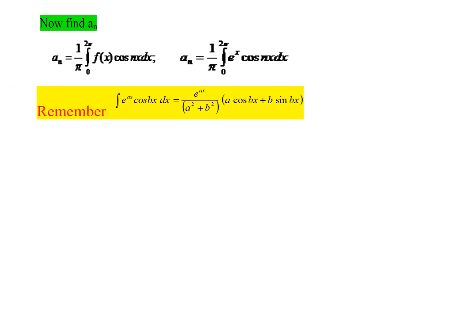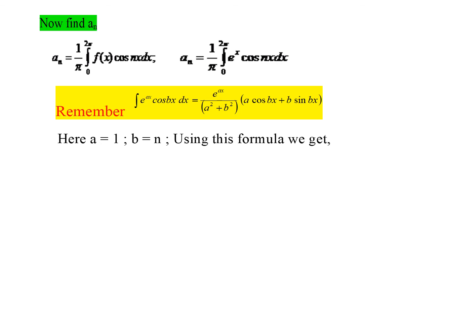Next, we shall find the value of an. This is the formula for an: 1 by pi integral 0 to 2 pi f of x. So what is f of x? e power x into cos nx dx. Now look at this term, e power x into cos nx. Which formula do we have to use for this integration? Yeah, remember this integral: e power ax cos bx dx is given by e power ax by a squared plus b squared into a cos bx plus b sin bx. Is it not of the same pattern? Yeah, in the place of a we have 1 and in the place of b we have n here. So use this formula for this integration.